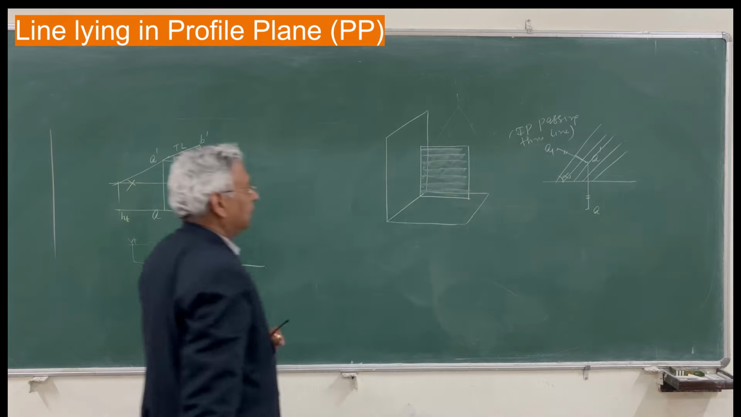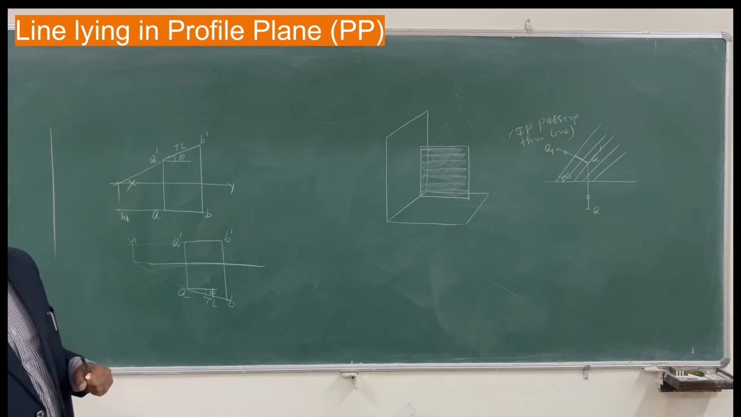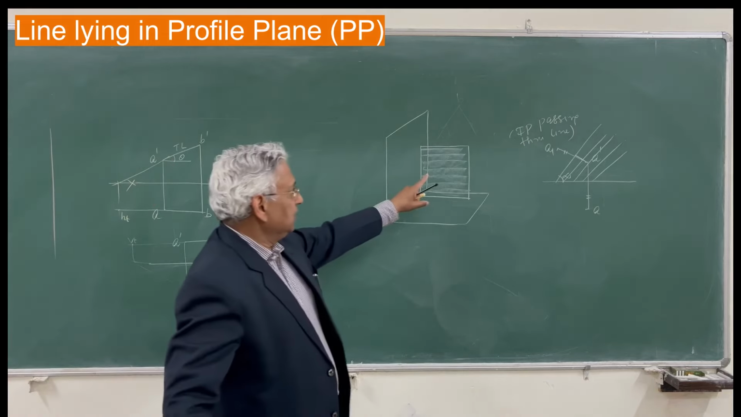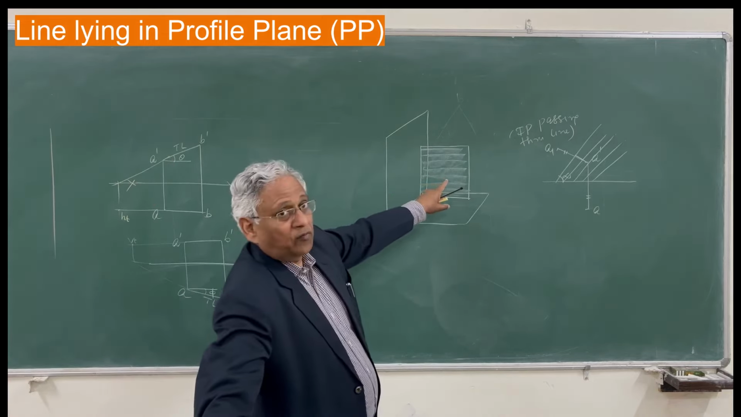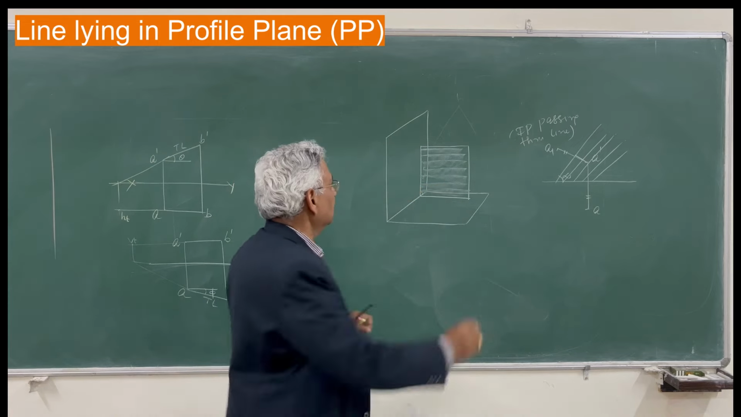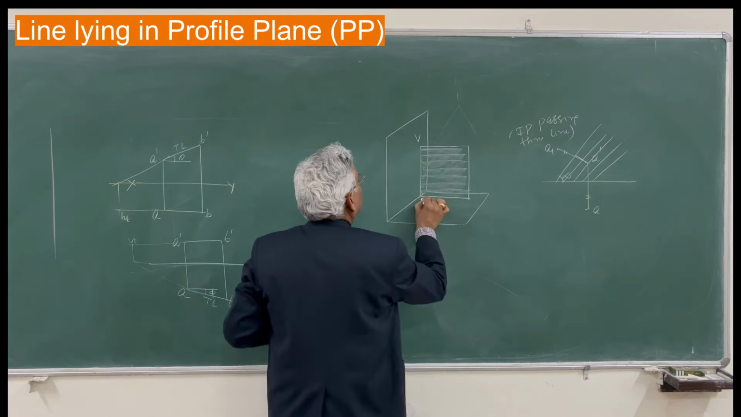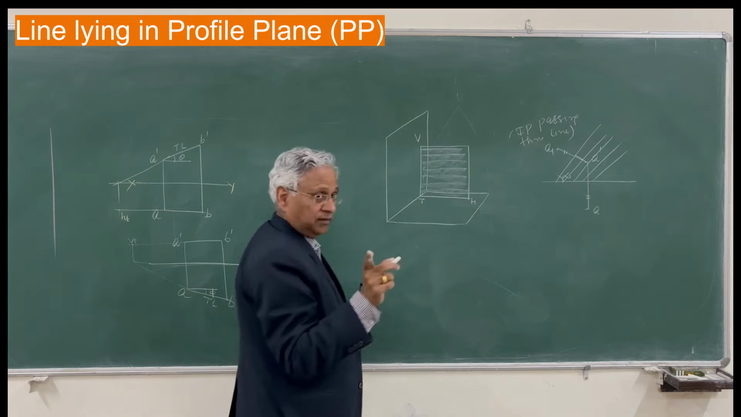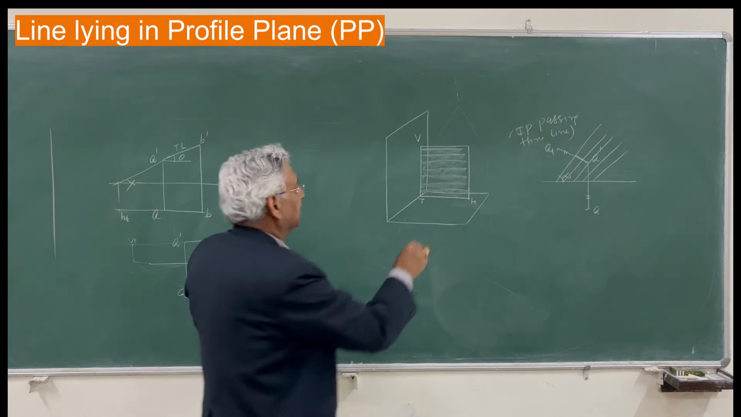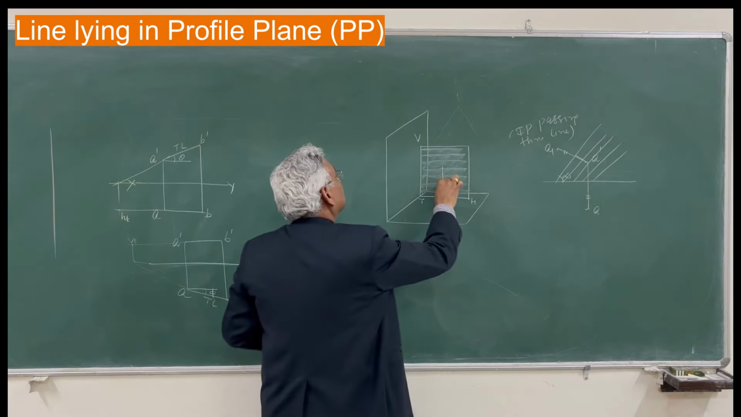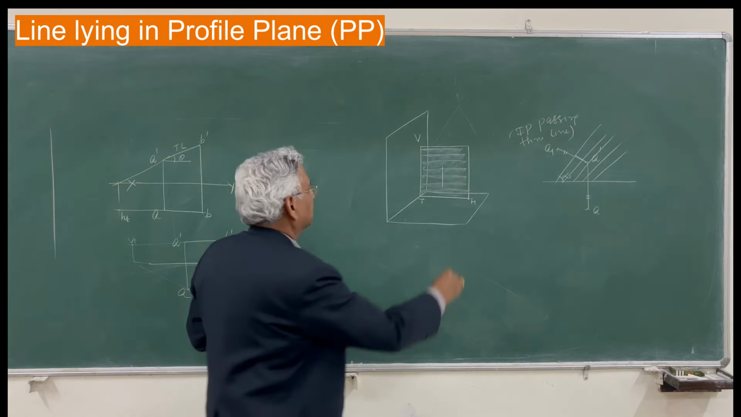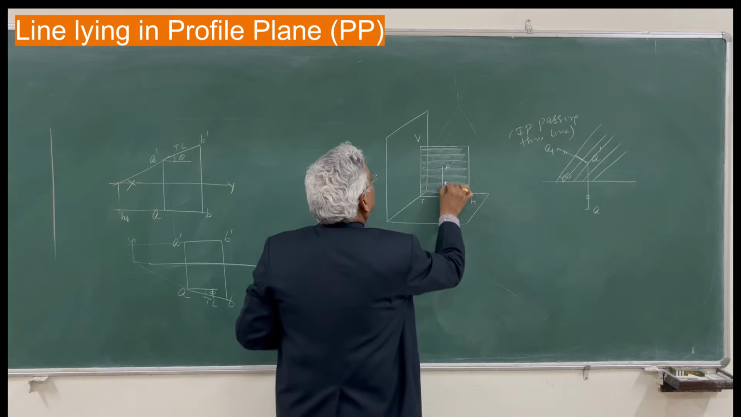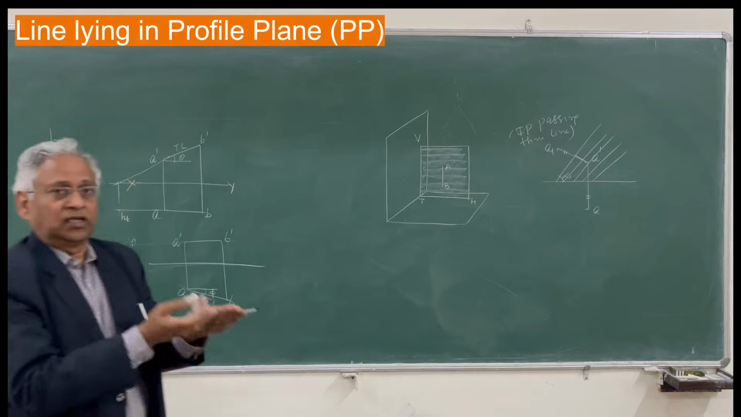This plane is perpendicular to both the reference planes. Any line in this profile plane. This is the vertical trace and the horizontal trace of the plane. If you draw any line here, let's say I draw a line like this, AB, which is perpendicular to the horizontal plane.